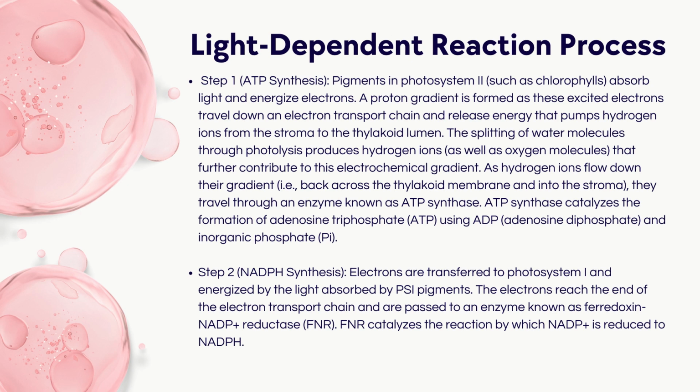In the second step, electrons move to photosystem 1, get energized by more light, and reduce NADP plus to NADPH via ferredoxin-NADP plus reductase. Together, these steps showcase the conversion of light energy into chemical energy, yielding ATP and NADPH. So it is vital for the subsequent light-independent reactions in photosynthesis.